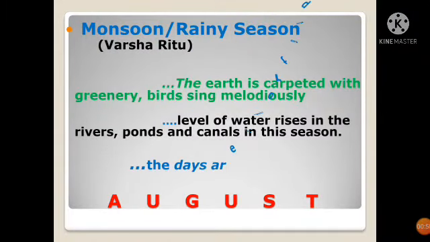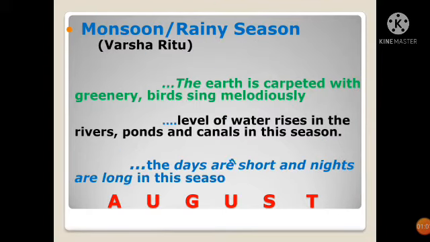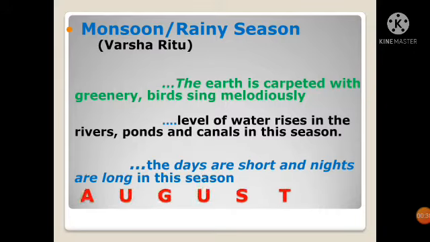Very importantly, let's talk about the days and the nights. The days become short because the days are shorter and the nights are longer in this season. In monsoon, the sun rises a little late. So the days become shorter and the nights become longer. And that is the mark of the August month. So in monsoons, the days become a little short and the nights become a little long. So this is your August.